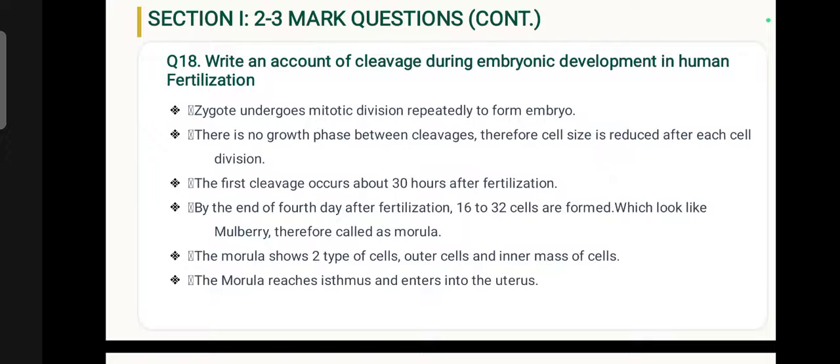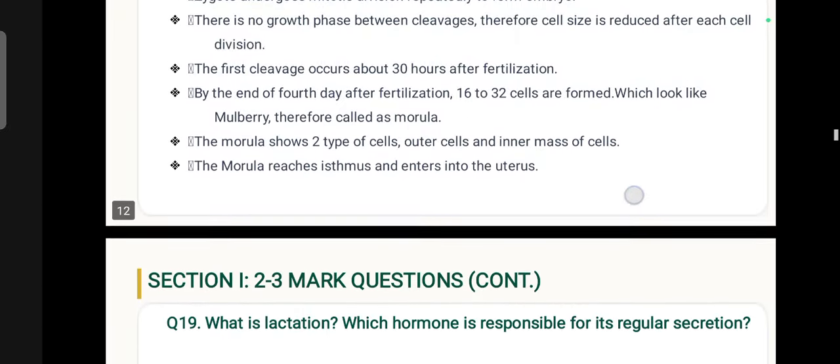The first cleavage occurs about 30 hours after fertilization. By the end of the 4th day after fertilization, 16 to 32 cells are formed which look like mulberry fruit. Therefore, this stage is called morula. The morula shows two types of cells, outer cells and an inner mass of cells. The morula reaches the isthmus and enters into the uterus.